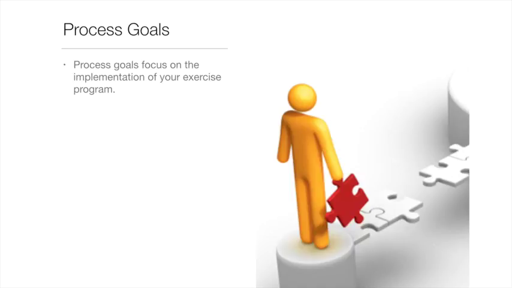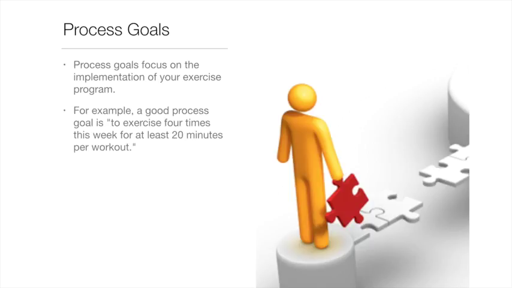So process goals focus on the implementation of your exercise program. So the process, how are you going to get to your goal, basically? For example, a good process goal is to exercise 4 times this week for at least 20 minutes per workout. That's how you're going to achieve your weight loss, right? So this is very important to have because it helps you have kind of sub-goals that can help you eventually reach your ultimate goal or your grand goal.